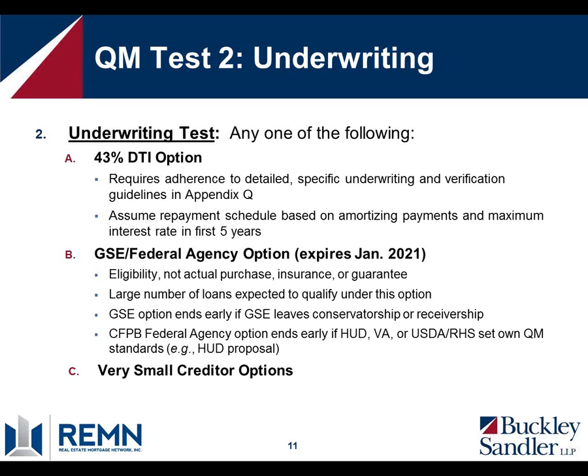It's been moving slowly, and so it's really hard to determine if and when the GSEs will leave conservatorship. Also, the other federal agencies, and by that I mean HUD, the VA, and the USDA Rural Housing Service, have the ability to define their own qualified mortgage categories. So they can engage in their own rulemaking. Until they do so, they're covered under the CFPB's rulemaking. But it's limited what the other agencies can do.